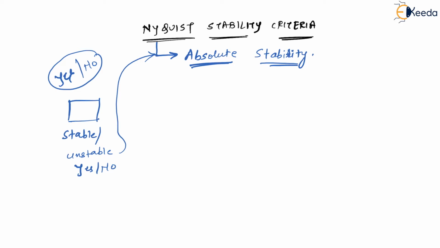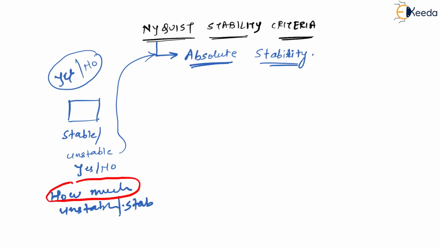Now what is the meaning of relative stability? It means how much unstable my system is, or how much stable my system is. This is a very important question, that how much my system is unstable or how much it is stable. This how much is given by relative stability.